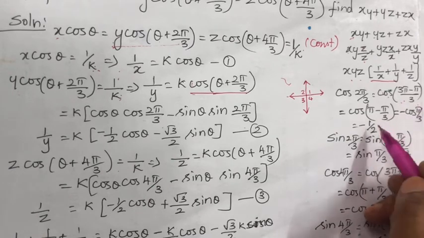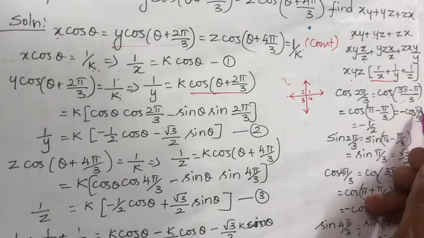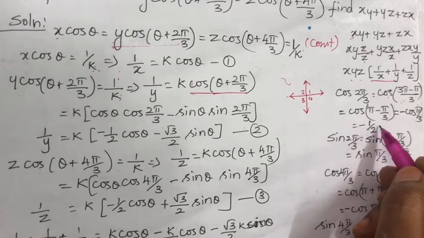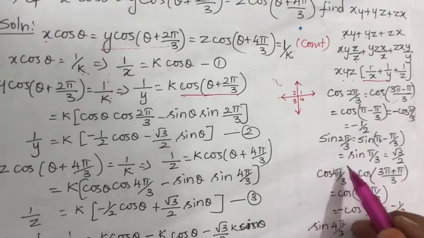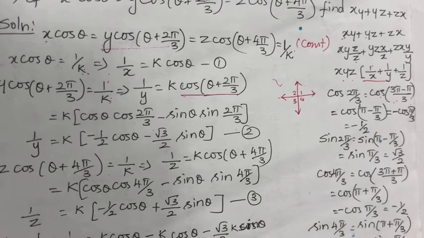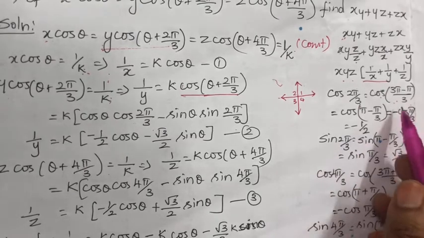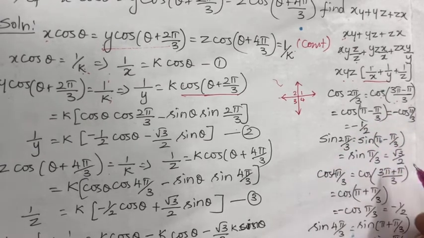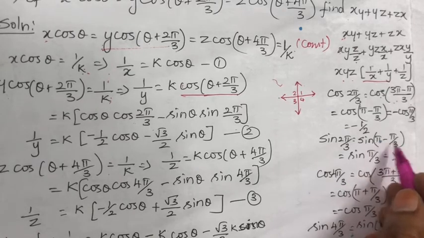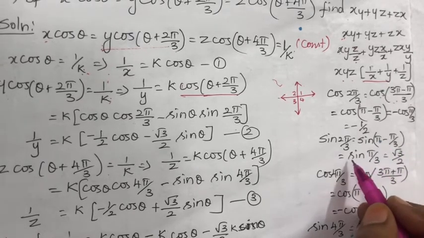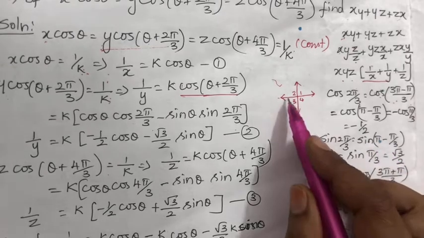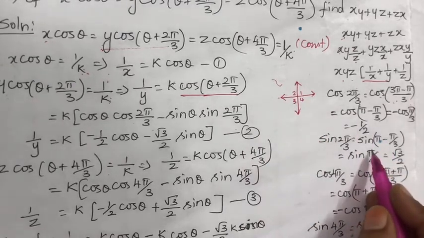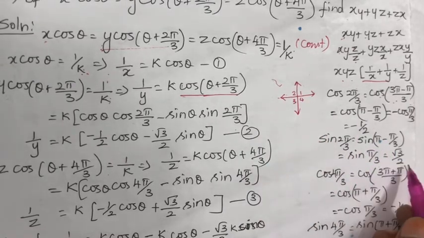Cos pi by 3 value is 1 by 2. Cos pi by 3 is 180 by 3, that is 60 degree. So cos 60 is 1 by 2, that is minus 1 by 2. Similarly sin 2 pi by 3, with the same method I am going to write this also. So sin(pi minus pi by 3), that is sin pi by 3. Because pi minus pi by 3 is in the second quadrant, where sin is positive, so it is sin pi by 3. Sin pi by 3 value is root 3 by 2.